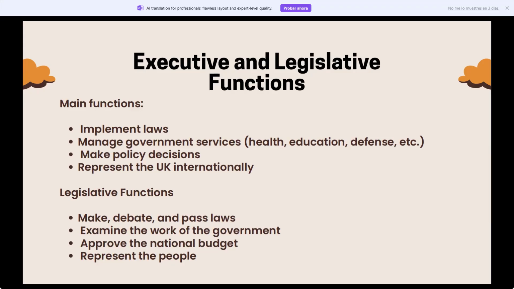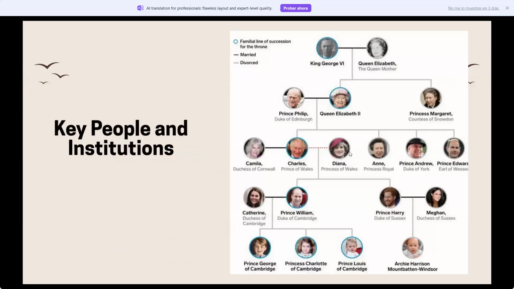The legislative branch also approves the national budget and represents the population. For a bill to become a law, it must go through several readings in both houses and finally receive royal assent from the monarch. Together, the monarchy, the executive, and the legislature ensure that the United Kingdom government functions effectively. So now Camila is going to present.